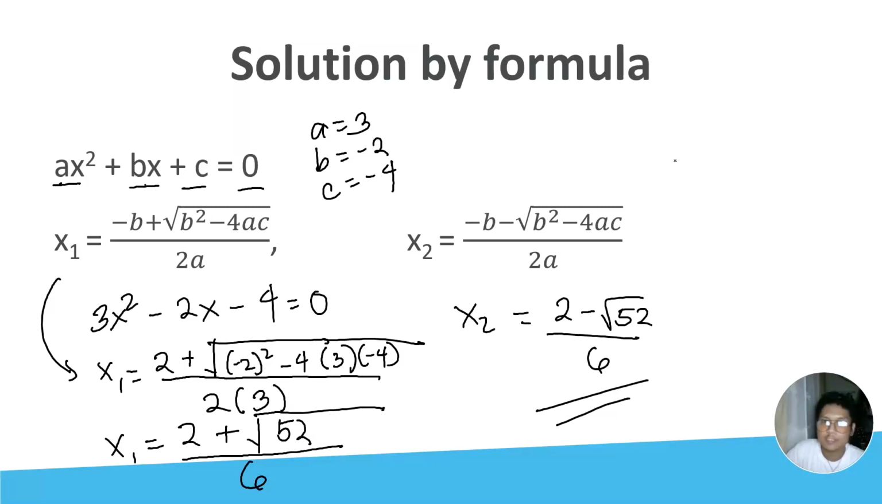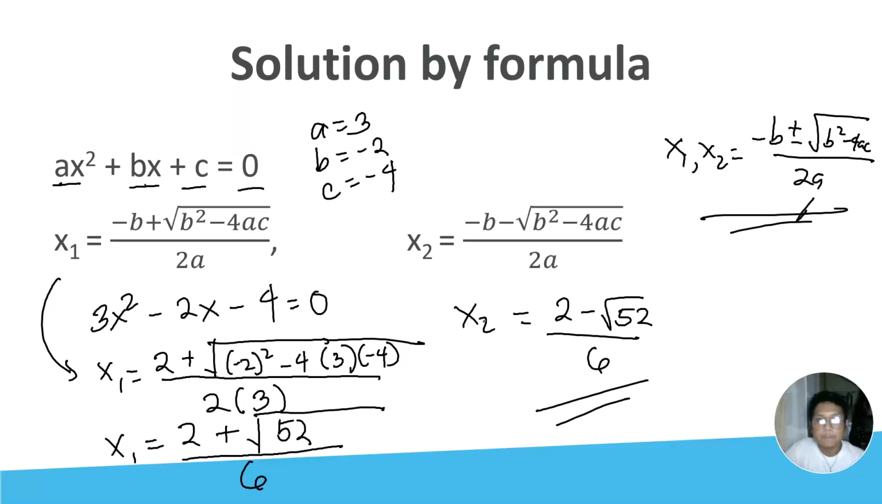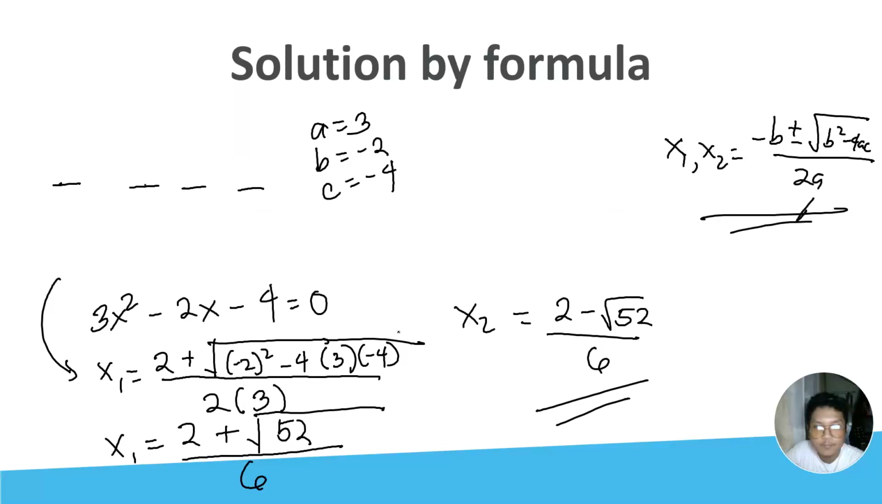Kumbaga, ang solution para sa formula natin is for x of 1 and x of 2, the solution is negative b plus or minus the square root of b squared minus 4ac over 2a. So, formula. So, yan yung sagot natin. Ngayon, yung 52, meron pa siyang equivalent factors. So, i-factor out natin yung dapat i-factor at i-simplify natin yung sagot.